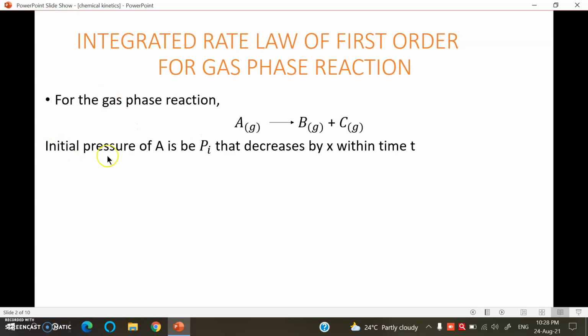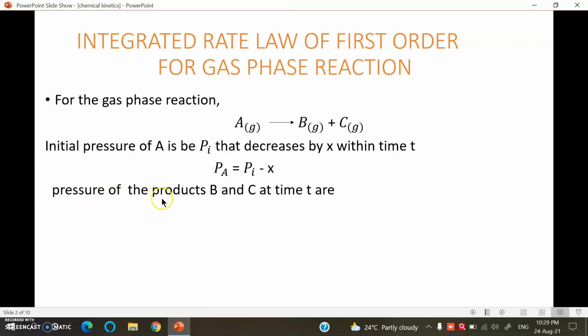So the initial pressure of reactant A is P1, and as reactant A decreases, there is a decrease in concentration, that is, a decrease in pressure, and that decrease in pressure is X within time T. So the pressure of reactant A remaining at time T, that is PA, is equal to the initial pressure minus X, that is P1 minus X.